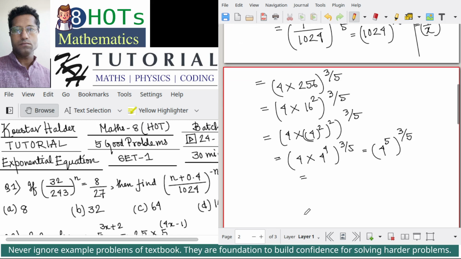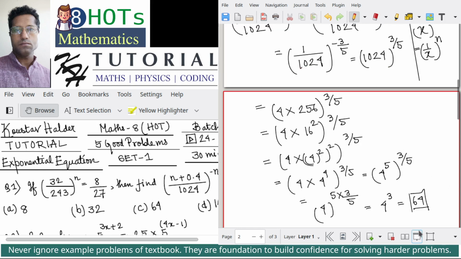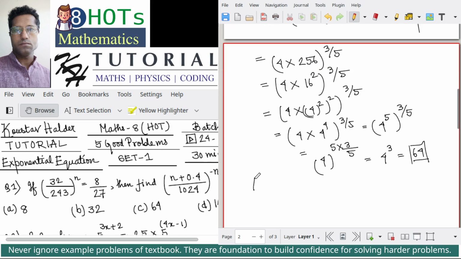Now what is this? 4 to the power 5, and this whole raised to the power 3/5. The powers get multiplied. So this will be 4 raised to the power 5 multiplied by 3/5. As you can see, 5 multiplied by 3/5 is 3, so we get 4 cubed, which is 64. So the value of the given expression is 64, and the correct choice is C. C is the correct choice.